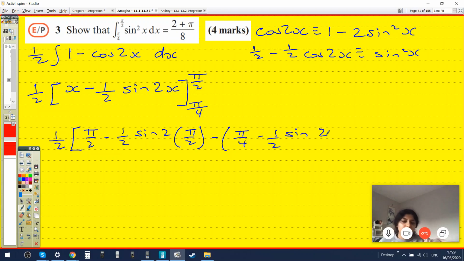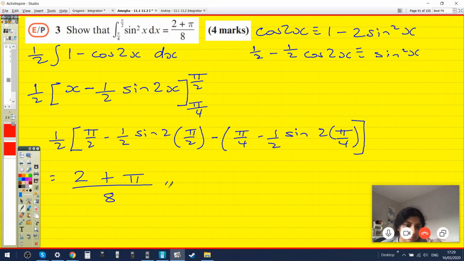So you don't have to actually solve it, or do you have to? No. So that's that, and then that. If you write it out like that, you don't need to do anything else. And then just 2 plus pi all over 8. Yeah. And I believe it would be like 1 mark, 2 mark, 3 mark, 4 mark, something like that.